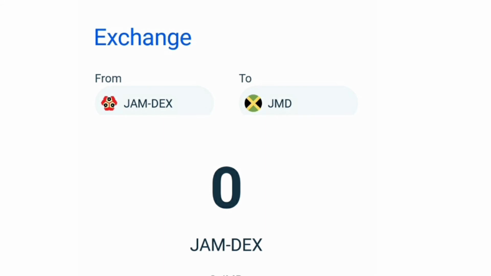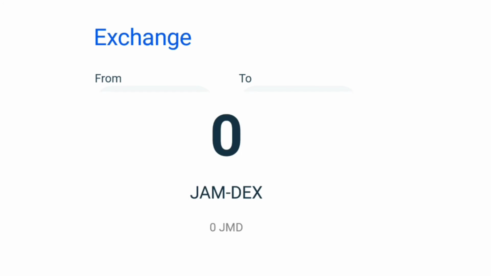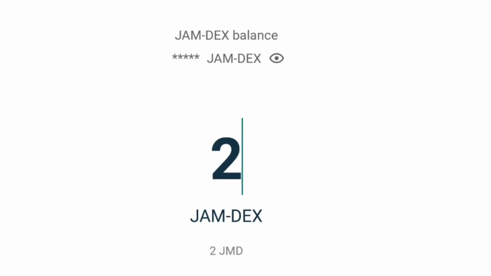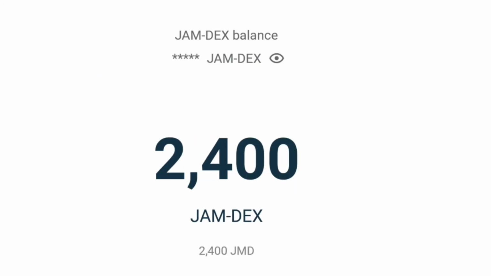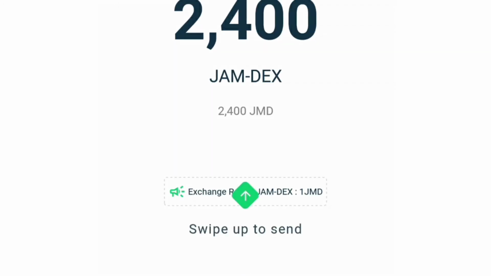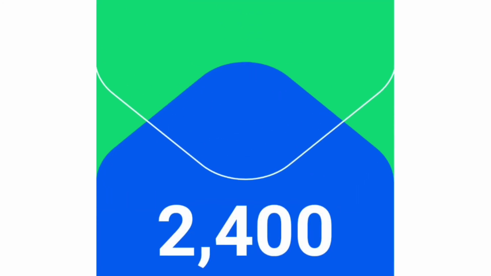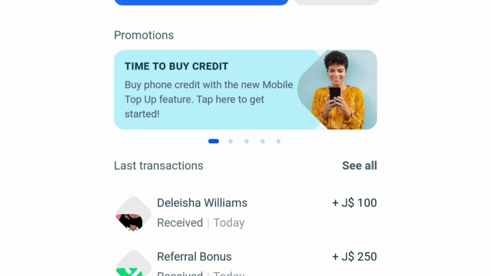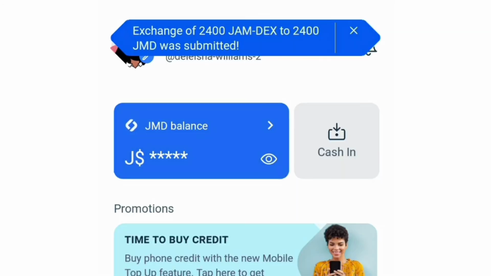Once you have done that, it will take you to the From JamDex to JMD page. Now type in the amount that you are exchanging and swipe up to send. After doing that, the page will load and you will see that it was transferred. If you followed the instructions correctly, then you will see that the JamDex was successfully transferred to the JMD account.